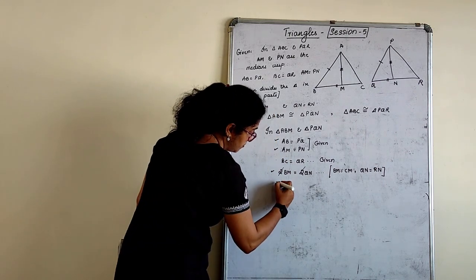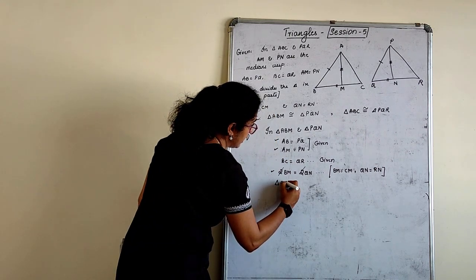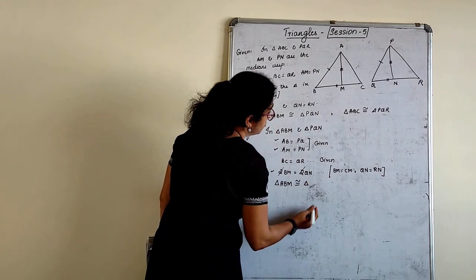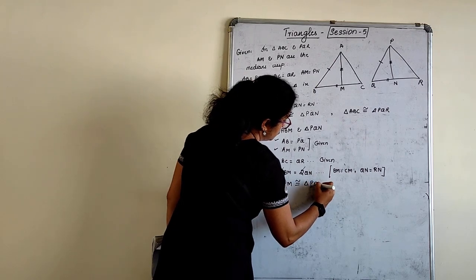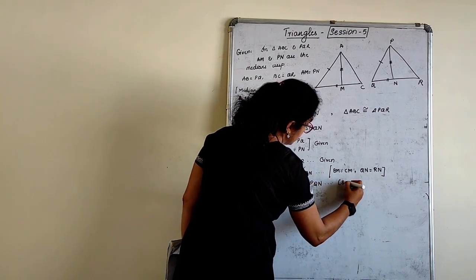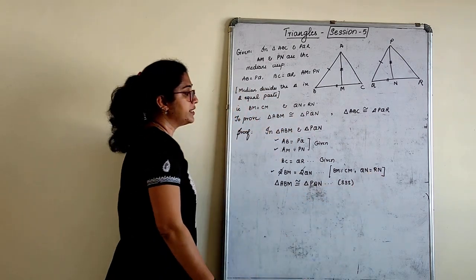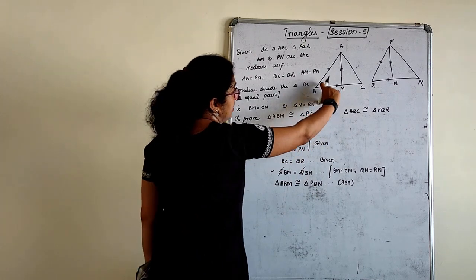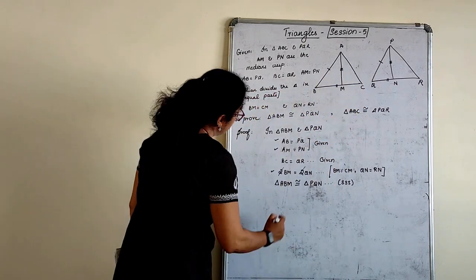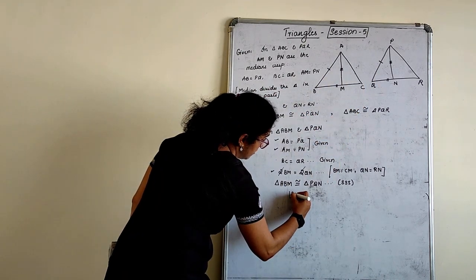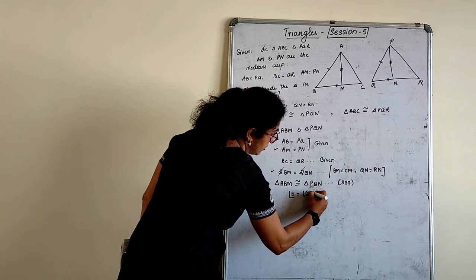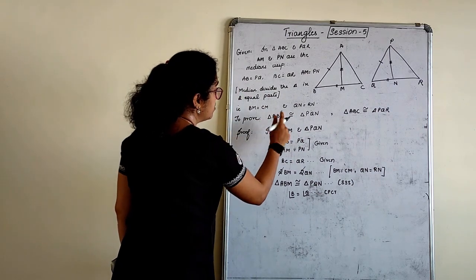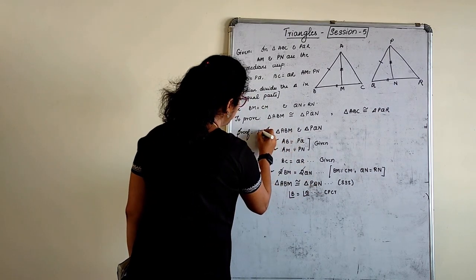So by which congruency rule? Triangle ABM is equal and congruent to triangle PQN by SSS congruency rule. So from SSS congruency rule, can I tell this angle is equal to this angle? Yes. I will say angle B is equal to angle Q, CPCT. Next. So first part is done. First part of proof is done.